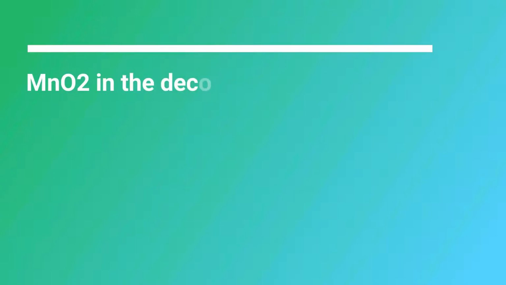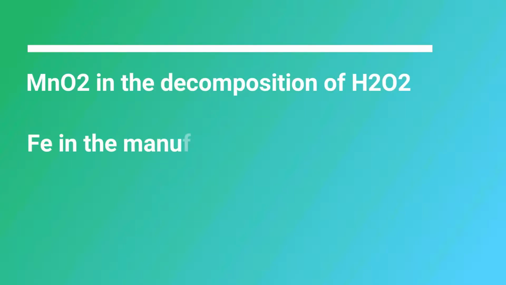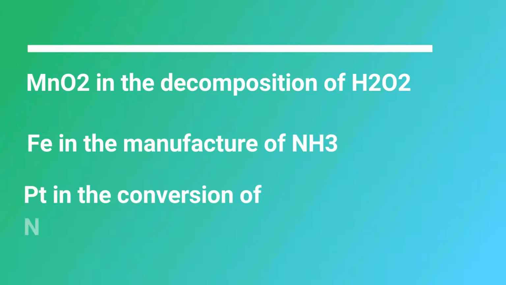Catalyst. A catalyst is a species that speeds up a chemical reaction without being chemically changed upon completion of the reaction. In other words, the mass of a catalyst is the same before and after a reaction occurs. Common examples of catalysts include MnO2 in the decomposition of H2O2, Fe in the manufacture of NH3, and Pt in the conversion of NO and CO to N2 and CO2.